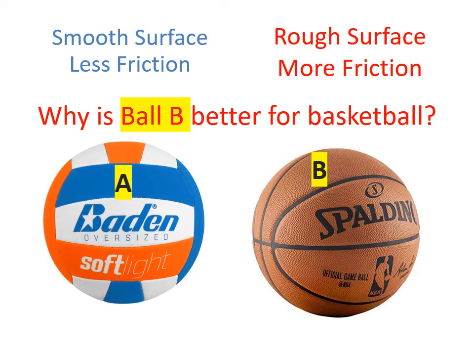Why is ball B better for basketball? Because ball B has more friction, it's bumpier, it's rougher, and so when you are shooting a basketball, the ball will not slip or move out of your hands. In A, this ball has a smoother surface because in volleyball you don't have to catch or shoot a ball, you hit the ball, so you don't need a lot of friction on the ball.